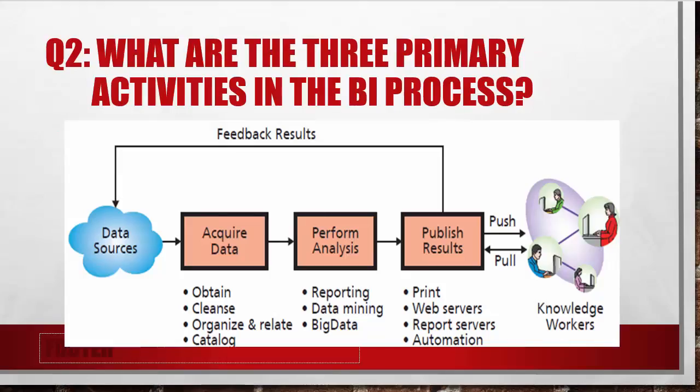So moving on to question 2, what are the 3 primary activities in the BI process? And so those activities are, you need to acquire the data somehow, you do some analysis on it, and then you publish the results.